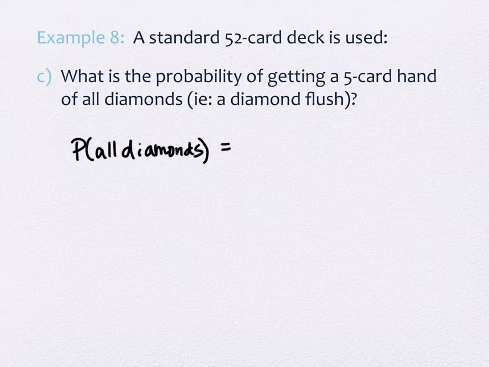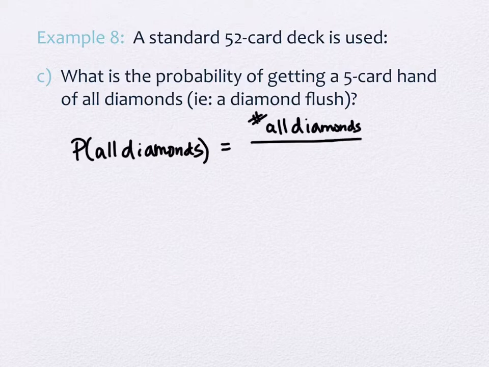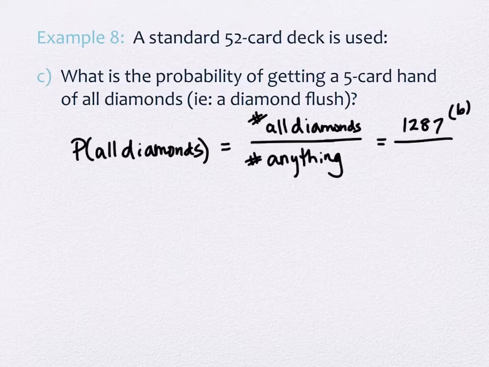So what do I need to get? Well, I need to get all diamonds, right? The number of ways of getting all diamonds divided by the number of ways of getting anything. So how many different ways can I get all diamonds? That was what I got from Part B, 1287. How many ways can I get just anything to happen? Yeah. Part A, 2,598,960. That's part A. So let's divide.